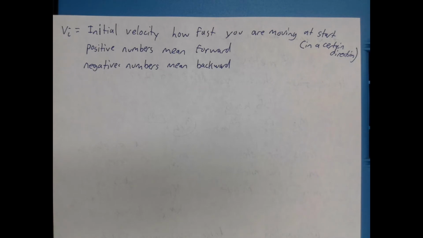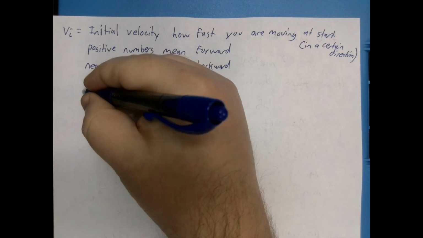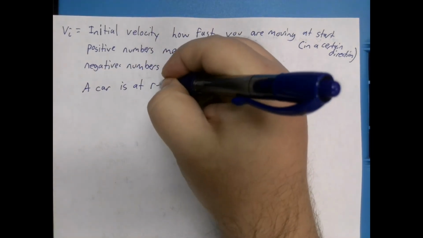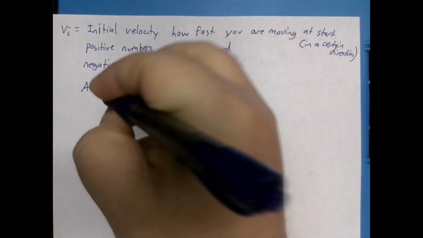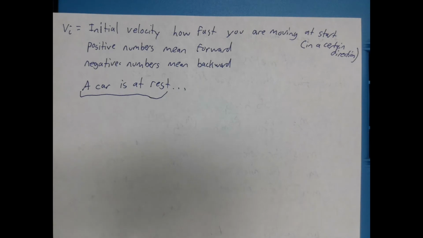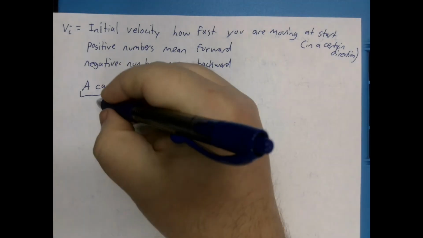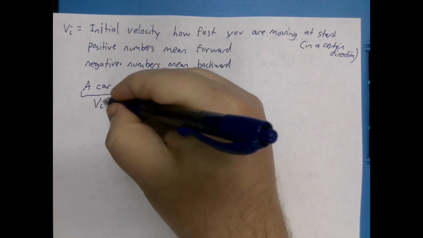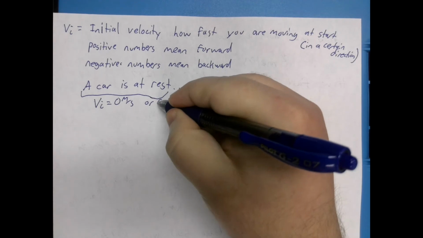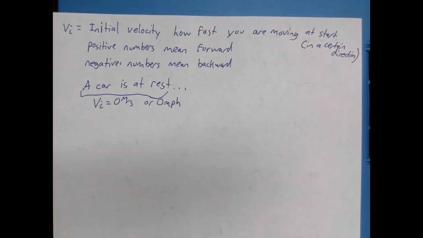Whenever you're doing a problem dealing with acceleration, you have to ask, does it tell you what the initial velocity is? So if it says a car is at rest, blah, blah, blah, what this tells you is that at the very start of the problem, the car isn't moving, that it is stopped. That tells you that the initial velocity is 0 meters per second or 0 miles per hour.